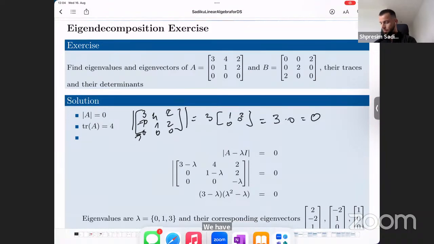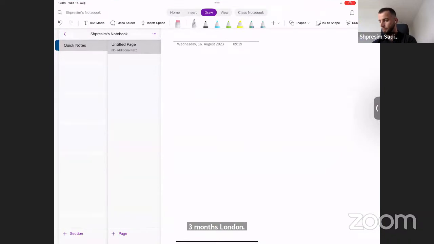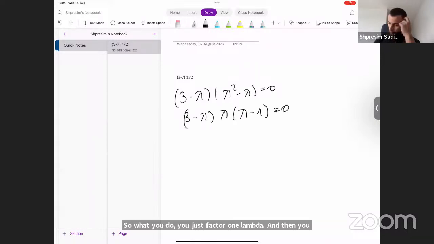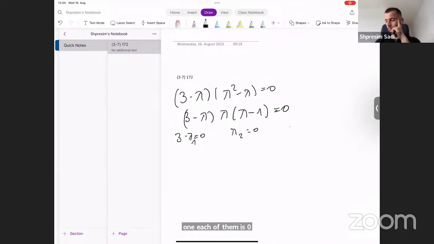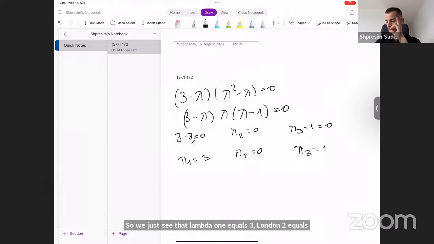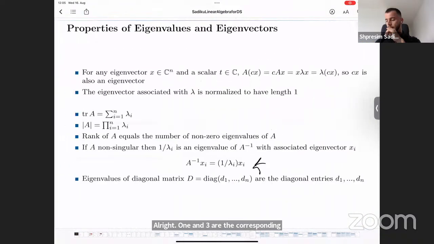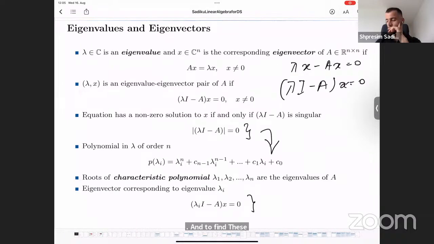So we have 3 minus lambda, lambda squared minus lambda. So what you do, you just factor one lambda, and then you have lambda minus 1 equals 0. And this product is 0 when each of them is 0. So we just see that lambda 1 equals 3, lambda 2 equals 0, and lambda 3 equals 1. All right. So yeah, 0, 1, and 3 are the eigenvalues. And to find the eigenvectors, we use this equation.